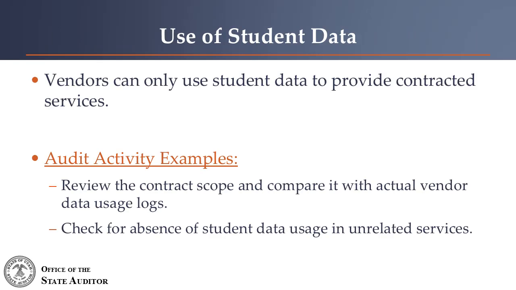Vendors can only use student data to provide contracted services. This is a basic requirement that should be included in every contract, limiting the use of data to the services provided. One key point to highlight is the need to be aware of vague terms, such as "educational services" or "for administrative purposes." Specificity is essential. It's the only way to effectively evaluate whether the use of data is properly limited in the contract.